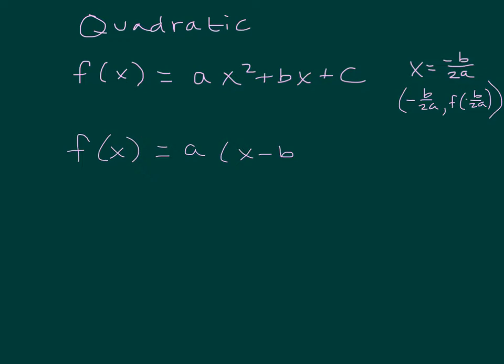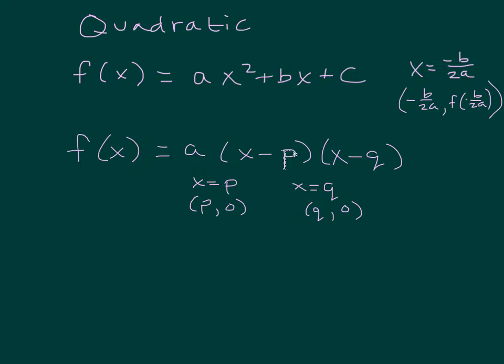Okay, the second form that we have seen quadratics in is a times, and let's actually choose different variables here, p and q. IB likes those letters for this. Okay, a times (x minus p) times (x minus q). That's our factored form. When we're in that form, we can easily see the two zeros, p comma 0 and q comma 0. Those are our x-intercepts. Remember that zeros, x-intercepts, roots, those all mean the same thing.